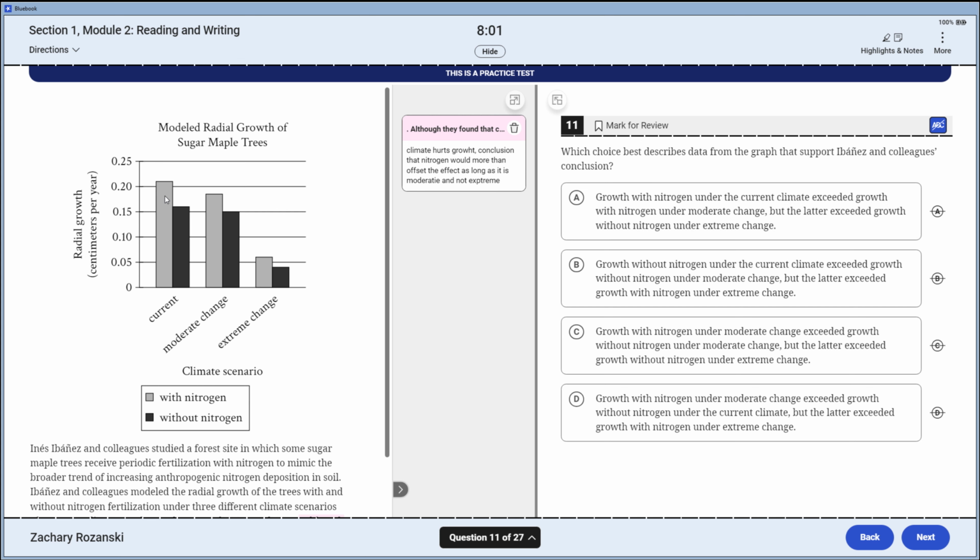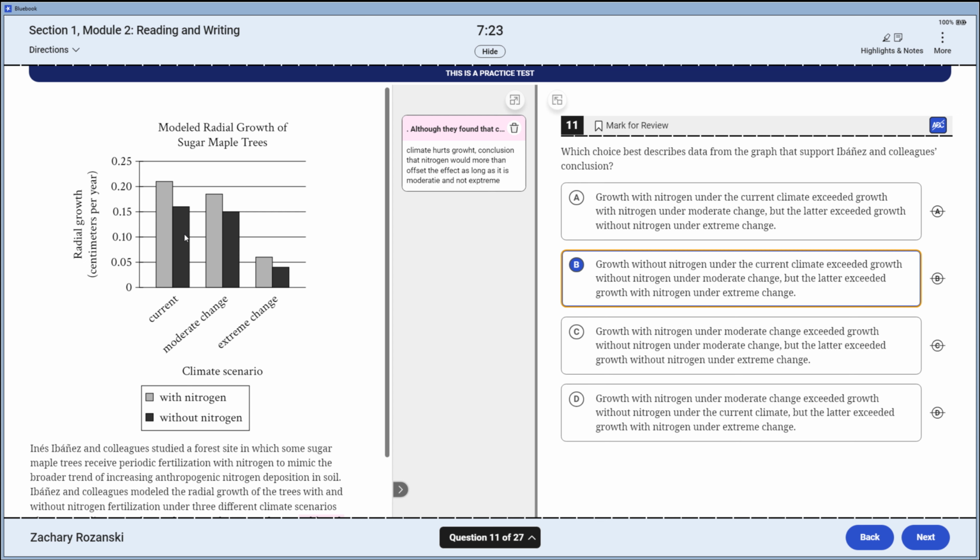Growth with nitrogen under the current climate exceeded growth with nitrogen under moderate change. Growth to growth, nitrogen would more than offset the effect as long as it is moderate. No, I don't like you, but the latter exceeded growth without nitrogen. Of course it would, but this is gross. Growth without nitrogen under the current climate exceeded growth without nitrogen under moderate change, but the latter exceeded growth with nitrogen under extreme change. I don't like how I'm comparing within.